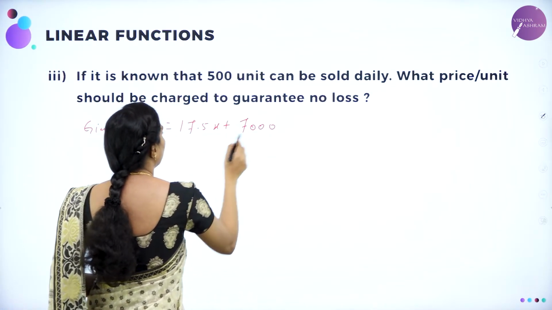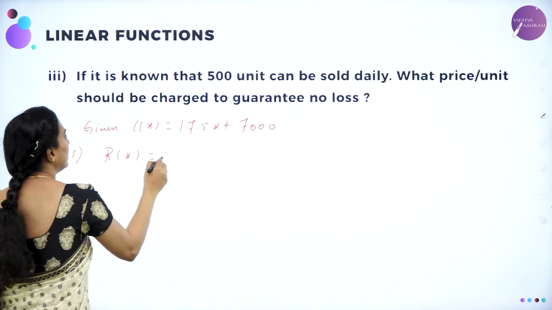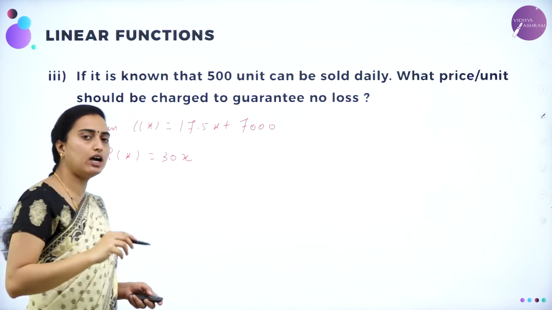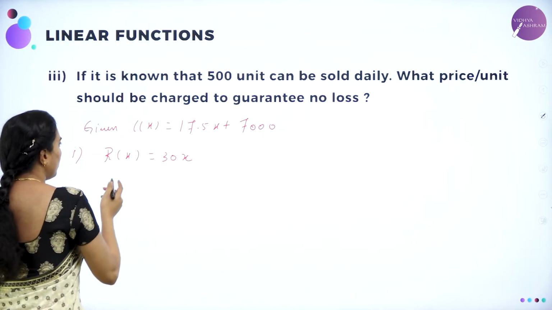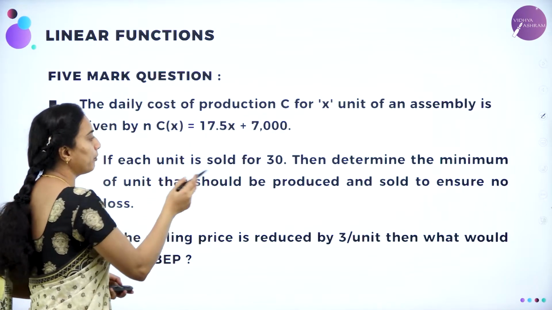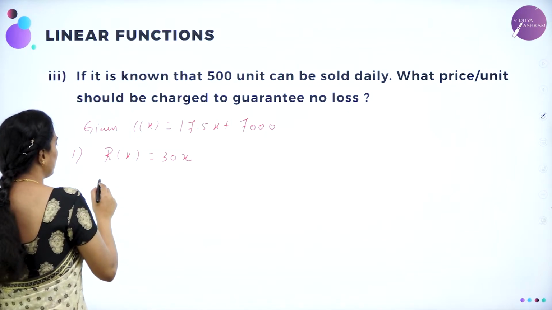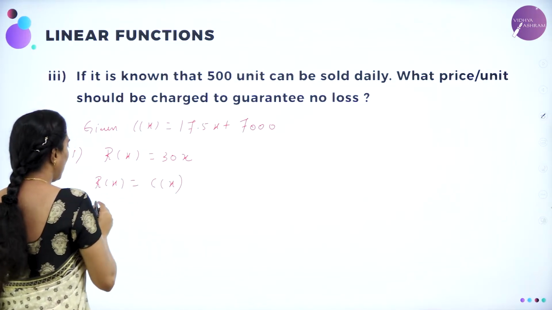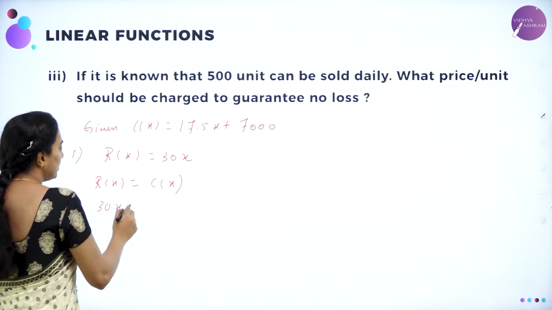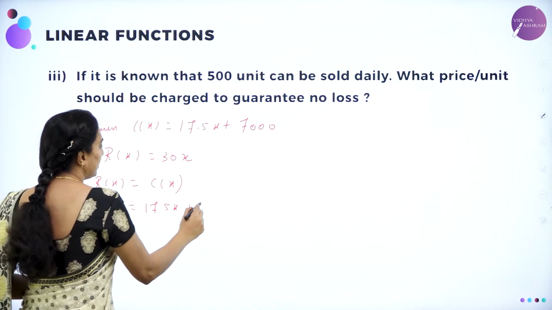Now for the first one, R of X is nothing but 30 into X, because X is the number of units sold. Now you can equate these two by finding how many units should be produced and sold to ensure no loss. Therefore equating these two, R of X is equal to C of X. Now R of X is 30x is equal to C of X is 17.5x plus 7000.